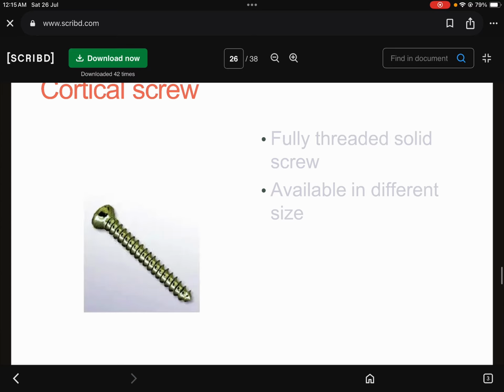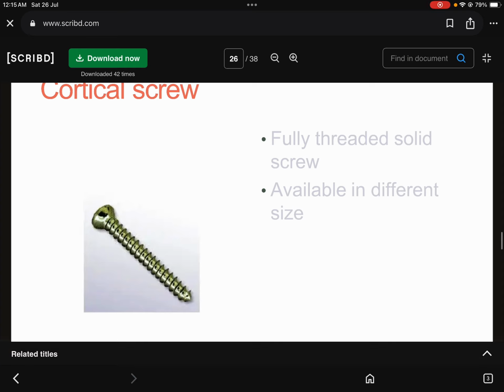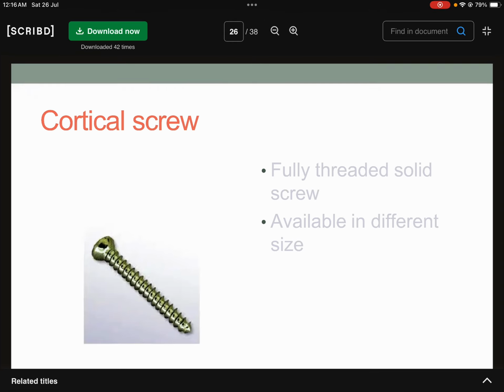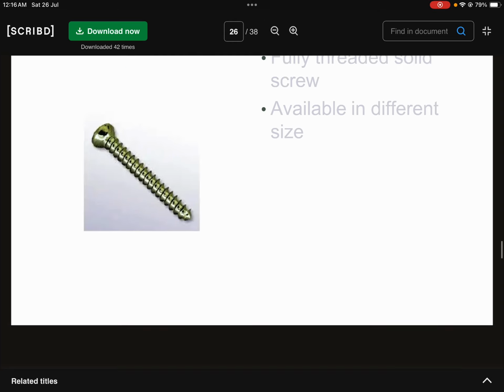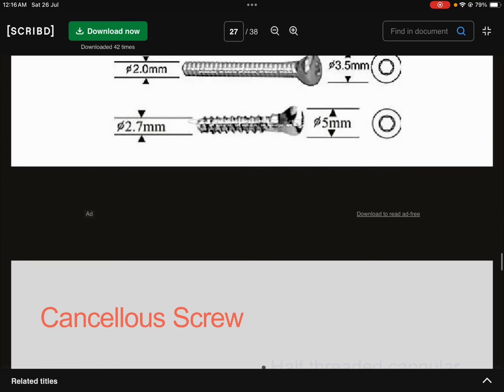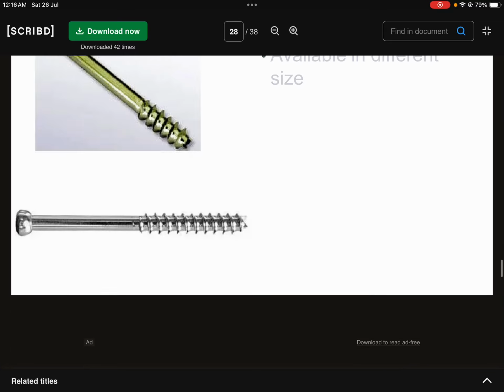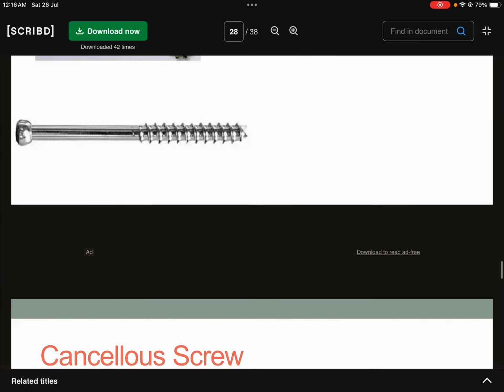This is the cortical screw, a fully threaded solid cortical screw. In case of cortical screw, there is no thread in the head, only in the shaft. Thread is present only in the shaft, but in case of locking screw, thread is present in the head. This is the cortical screw. This is the cancellous screw, half threaded cannulated cancellous screw.